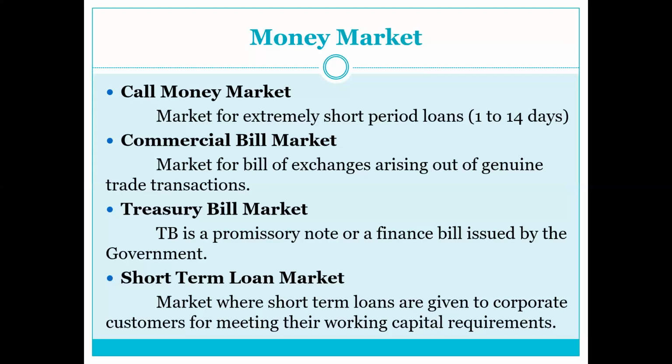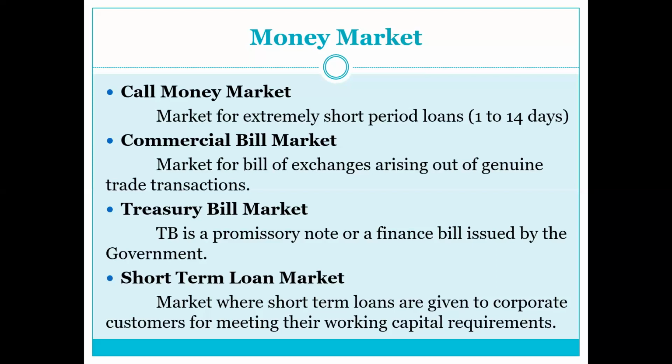They will discount, for example, let's suppose they will be discounting 5,000. Then they will give you 45,000 immediate cash and they will collect the entire amount after 2 weeks from the buyer. So the market for bill of exchange is known as commercial bill market, the place where you can deal with bills of exchange. Third one is treasury bill market.